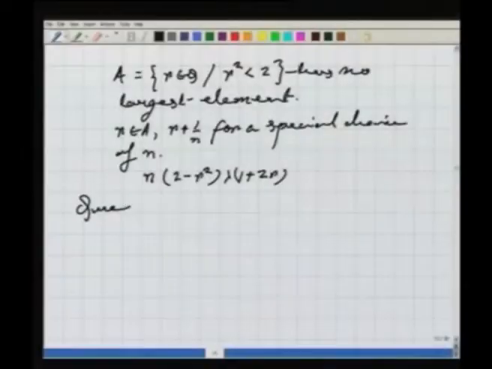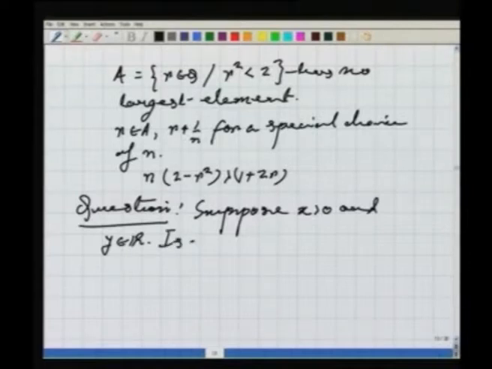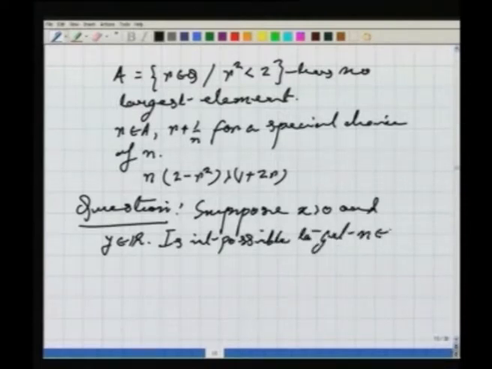For example, let me ask this obvious looking question. Suppose x is a positive number and y is just another real number. Is it possible to get a natural number n such that n times x is strictly bigger than y? You can see why I am asking the question.